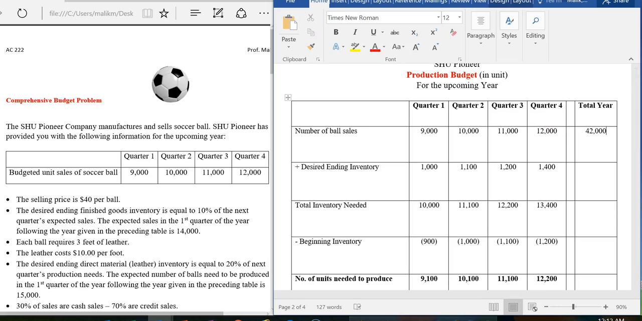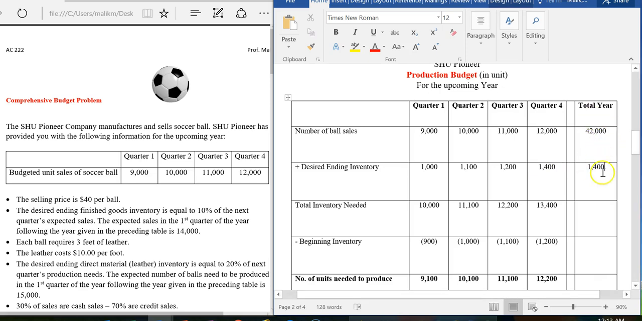Now for the total year's ending and beginning inventory, it's a little bit tricky. Remember, the ending inventory for the whole year will be the last quarter's ending inventory. You cannot add all this. It's very simple common sense: the last quarter's ending inventory will be the total year's ending inventory. Ending inventory means the inventory that you will have on the last day of the period. So the last quarter's last day is the whole year's last day, right? So we're going to use this quarter 4 ending inventory, which is 1,400 units.